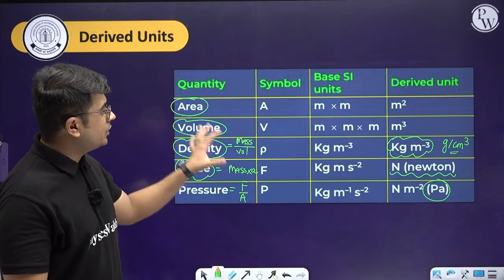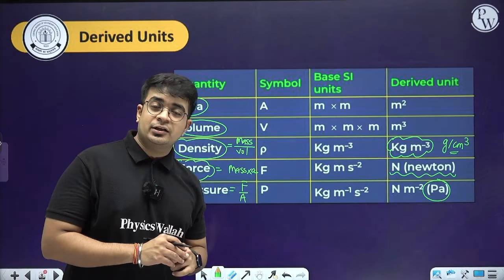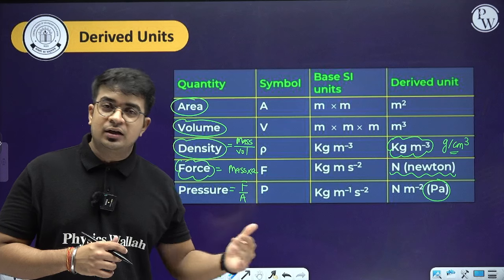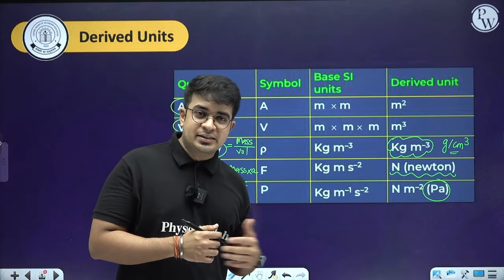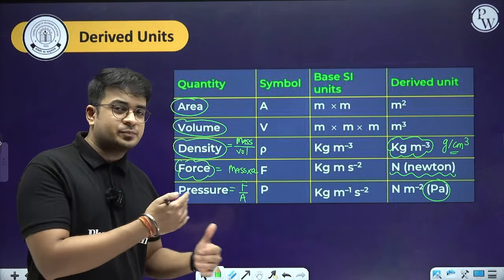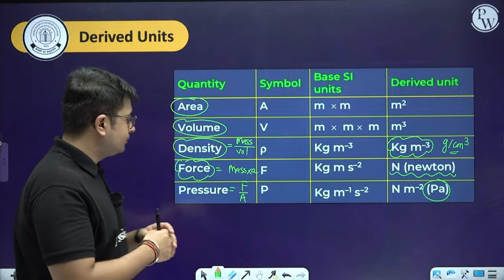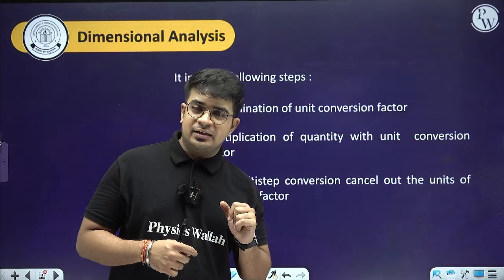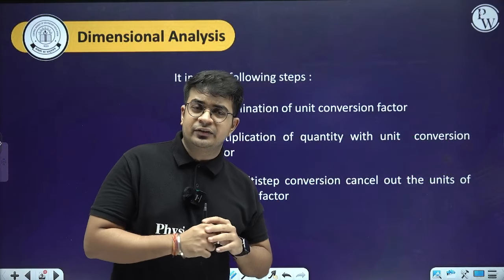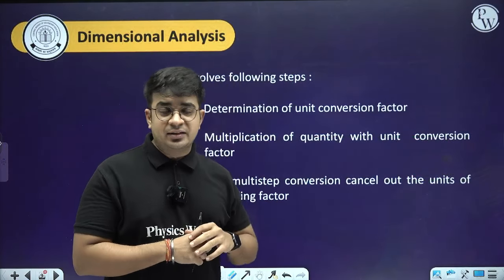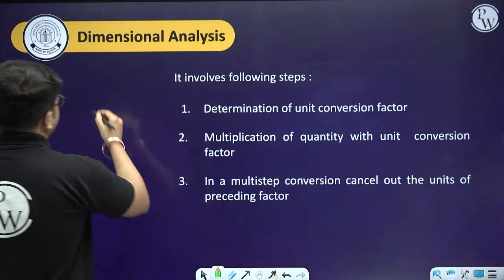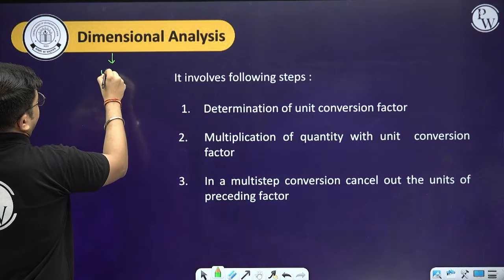So these are a few derived quantities as well as their derived units. We are going to learn about these types of units as well as these types of quantities in this particular chapter. Now talking about the next part, we are talking about dimensional analysis. Basically it is associated with subsidiary units, how you can convert one unit into another one. So this is basically for the unit conversion part.